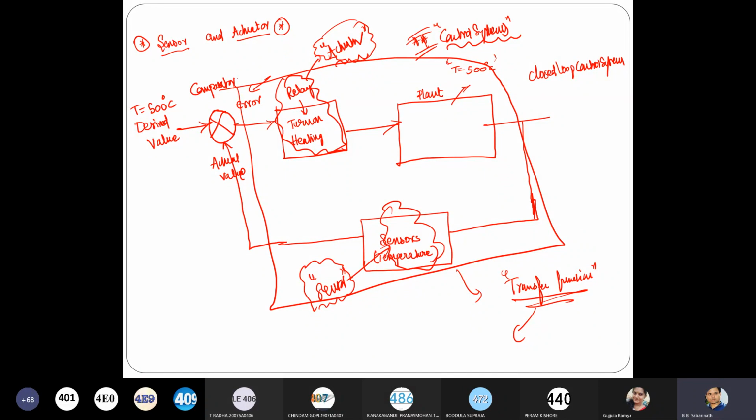Our intention here is that we need to understand what a sensor is and what an actuator is. So this is the basic understanding. With this basic understanding, we'll move forward in our presentation.